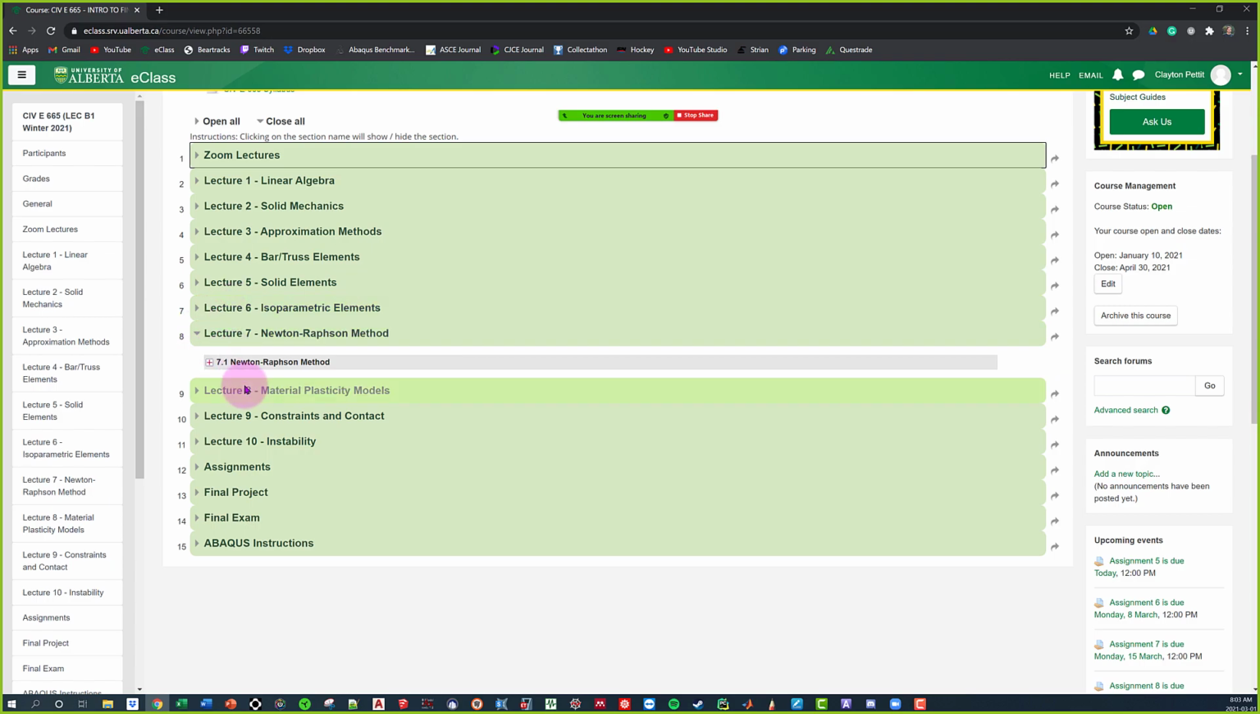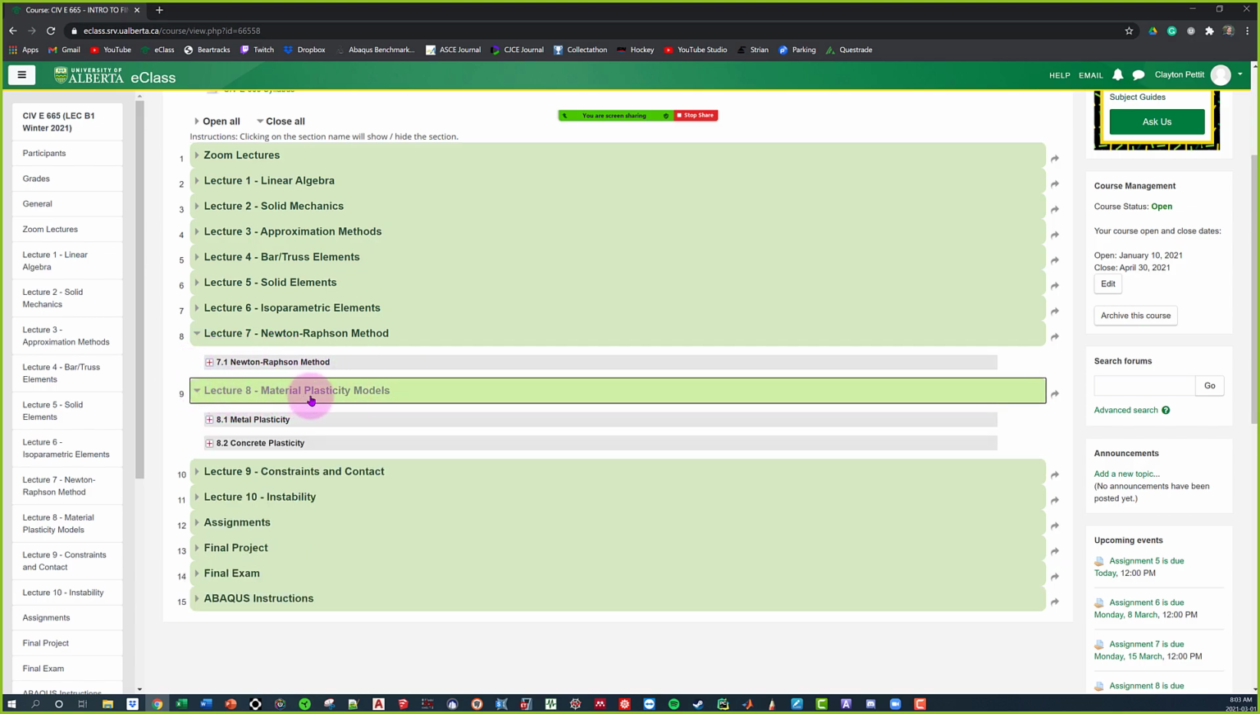As we're going to see, these last four lectures all address basically a nonlinearity type. Today we're going to be discussing the Newton-Raphson method, which is kind of our get-out-of-jail-free card when we're discussing geometric nonlinearities, for the most part, and we're going to discuss why later. Lecture 8, which is next week, we're going to be discussing material plasticity models. The plasticity model will start taking into account the nonlinear behavior of the materials we use.